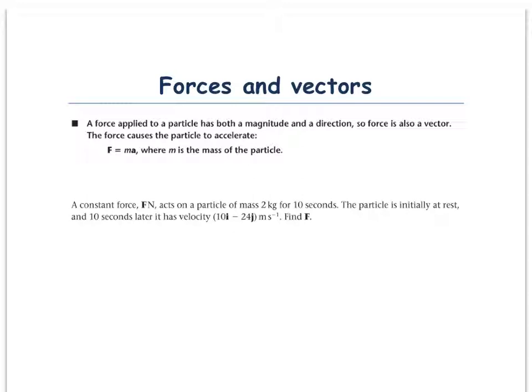It says a constant force F newtons acts on a particle of mass 2 kilograms for 10 seconds. The particle is initially at rest, and 10 seconds later it has a velocity of 10i minus 24j ms^-1. Find the force F.